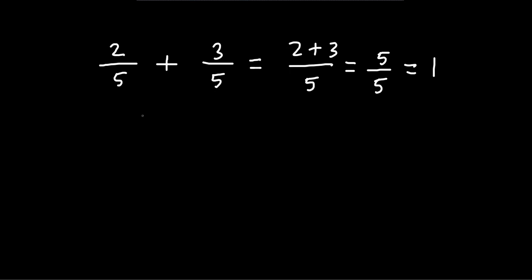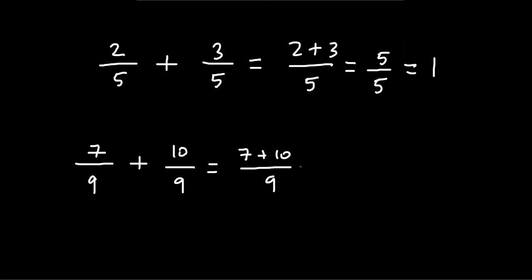As another example, let's say you wanted to add 7 over 9 and 10 over 9. So 7 plus 10 is 17. So that becomes 17 over 9. And then you need to check if this can be simplified. Since they don't have any common factors, this can't be simplified. So that would be the answer.